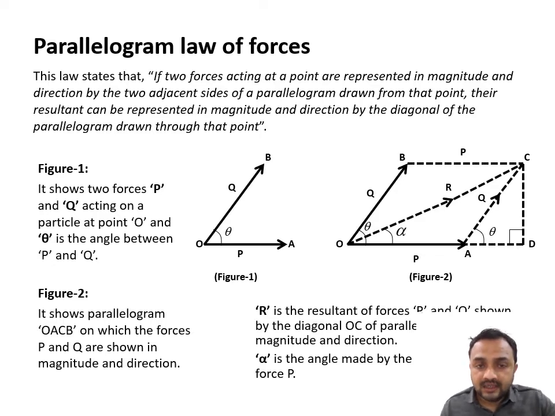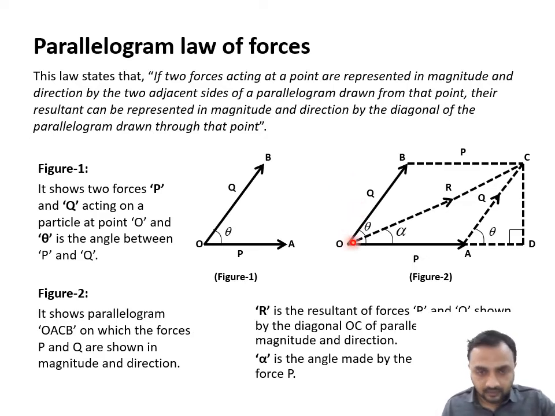This law states that if two forces acting at a point are represented in magnitude and direction by the two adjacent sides of a parallelogram drawn from that point, then their resultant can be represented in magnitude and direction by the diagonal of the parallelogram drawn through that point.